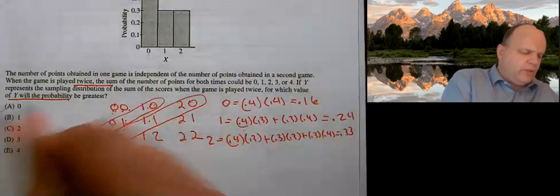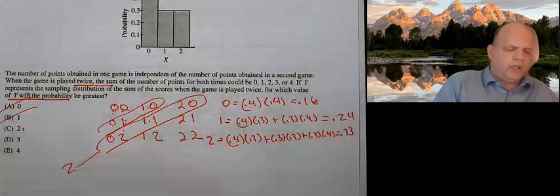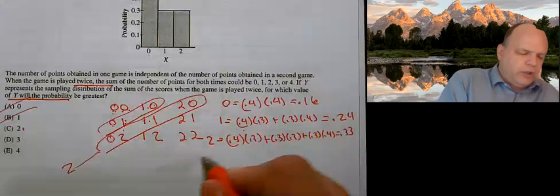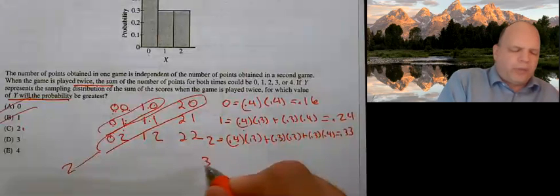So we know it's not 0. We know it's not 1 because 2 is the biggest so far. So 2 has the largest probability. Continuing on, we go to number 3.